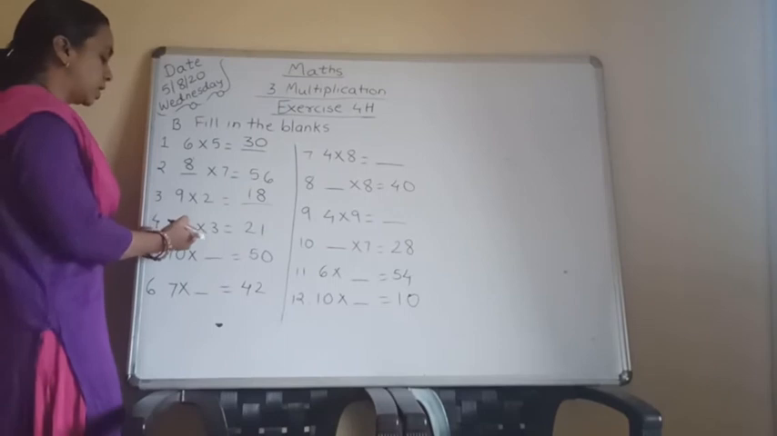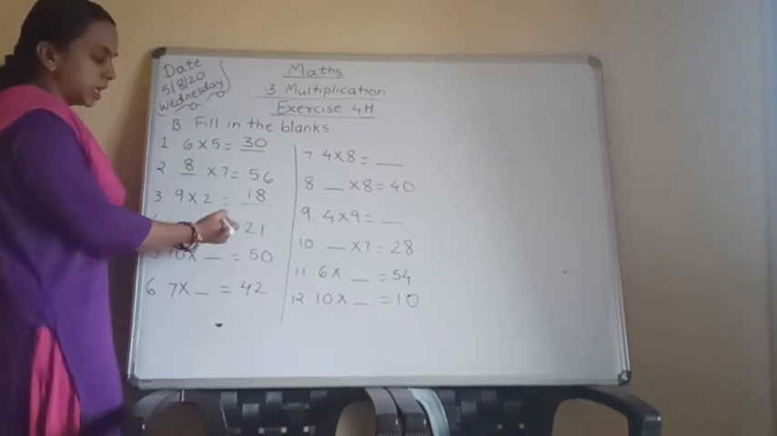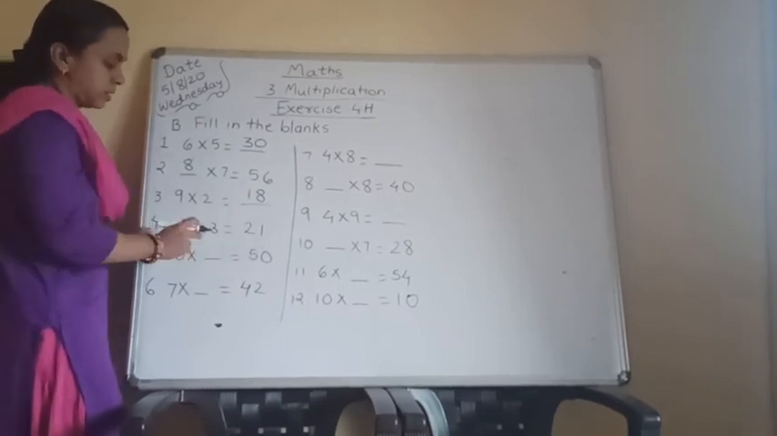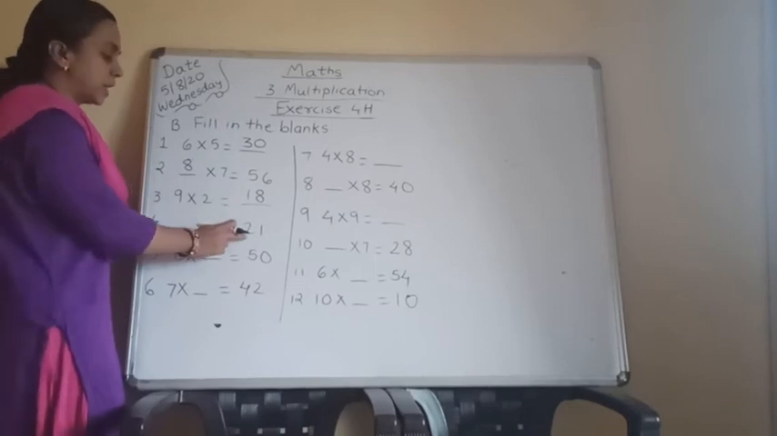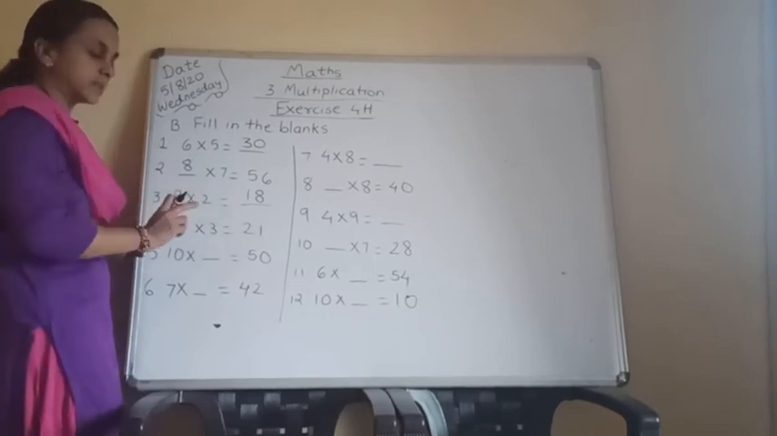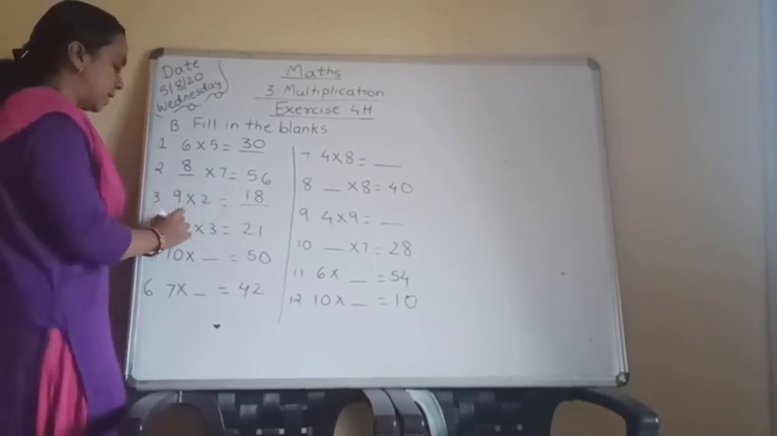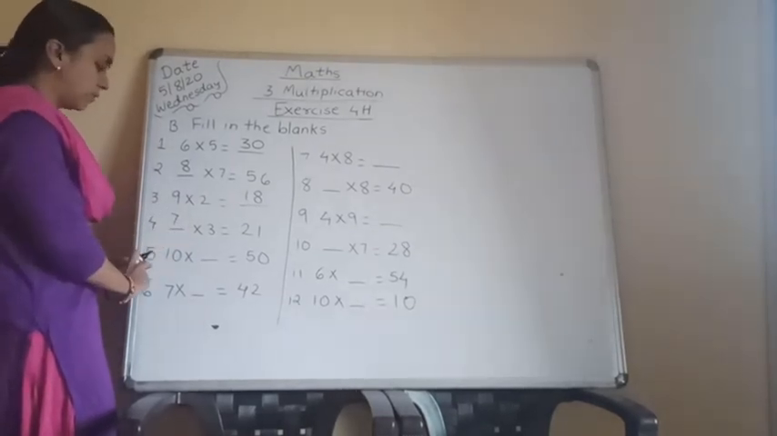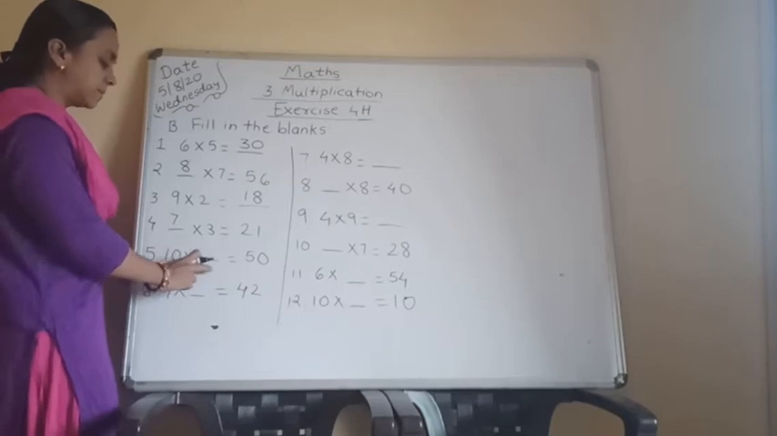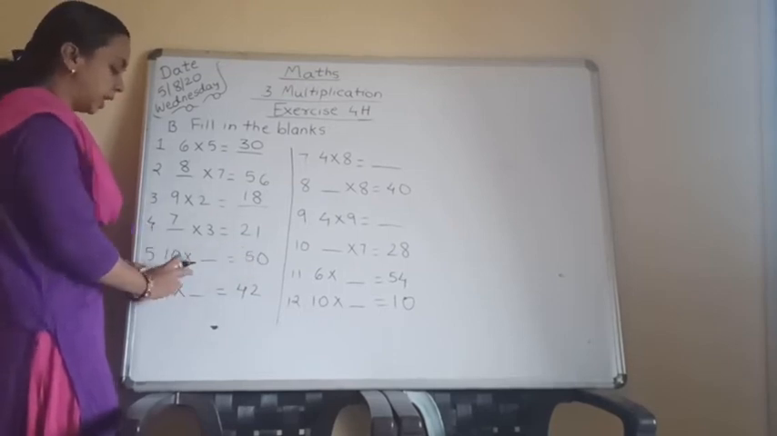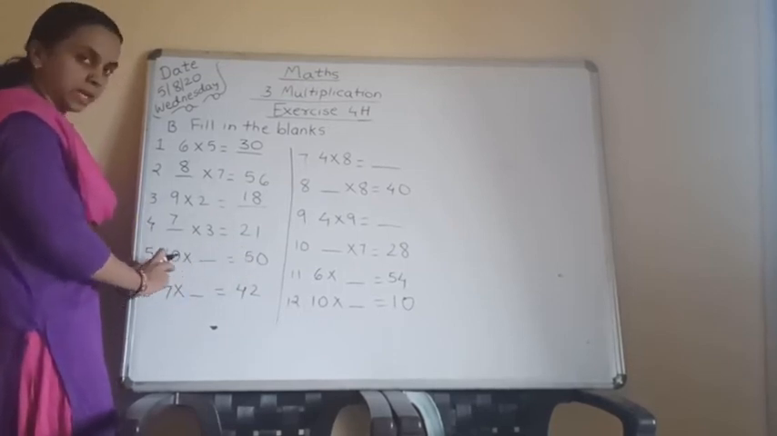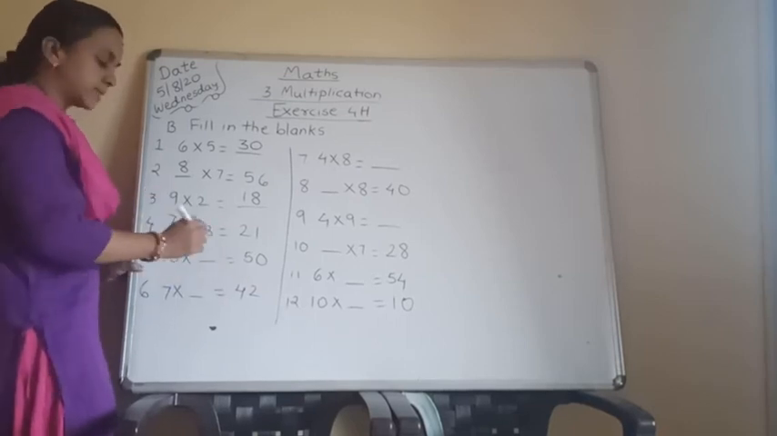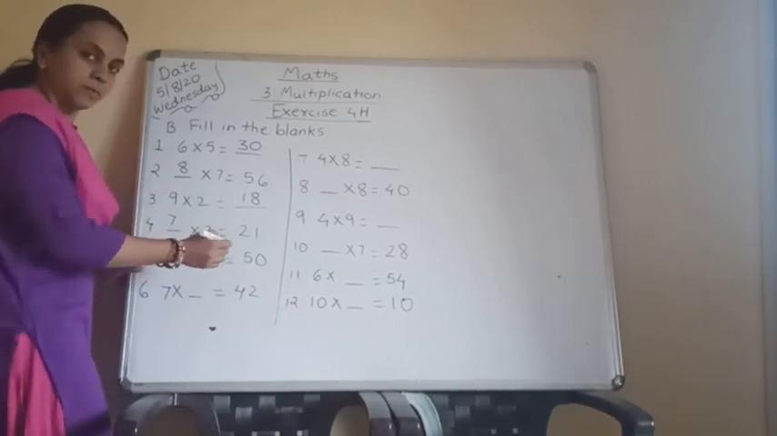Fourth question, dash multiplied by 3 equal to 21. In the table of 3, 21 number is there. Yes, 3 7s are 21. So you write down here 7. Now see fifth question. 10 multiplied by dash equal to 50. So in the table of 10, 50 number is there. Yes, 10 5s are 50.